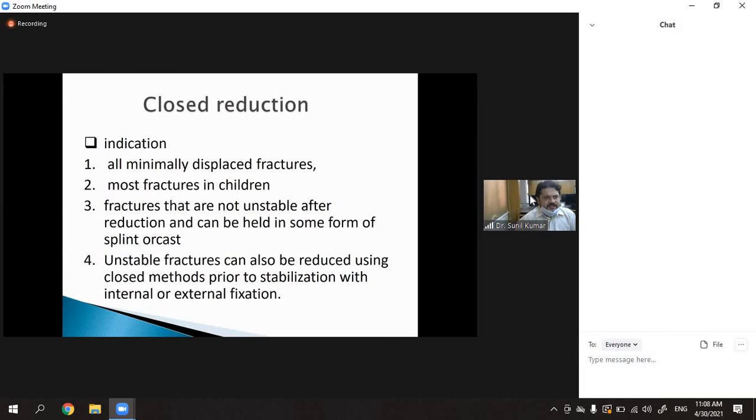In closed reduction, the indications are all minimally displaced fractures. Fractures that are minimally displaced, we can treat with closed reduction. Most fractures in children can be reduced closed. Fractures that are not unstable after the reduction and can be held in some form of splint can be treated with closed reduction. Unstable fractures can also be reduced using closed methods prior to stabilization with internal or external fixation.